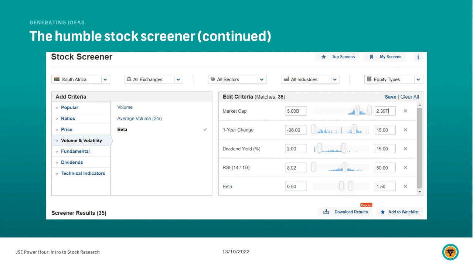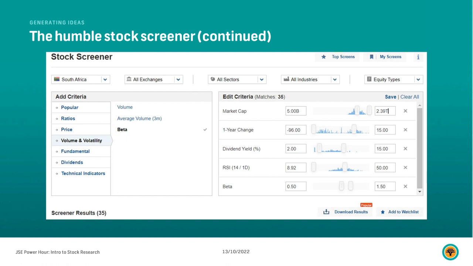So I wouldn't want to invest in a stock that is overbought or approaching overbought levels. Don't mind buying something that's super oversold. So I took it to the minimum and then 50 as something kind of in between, either overbought or oversold.